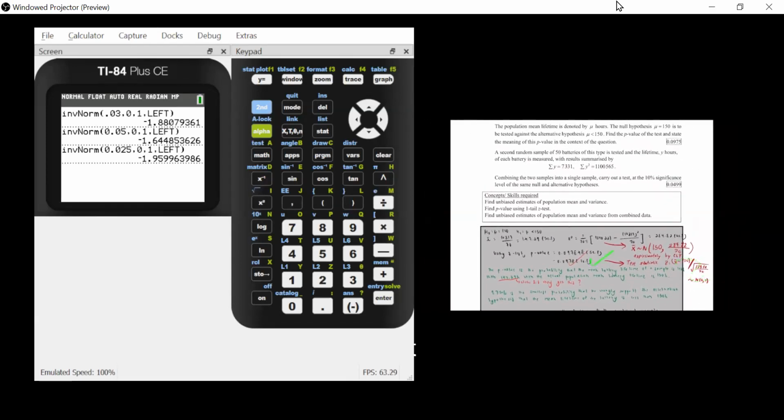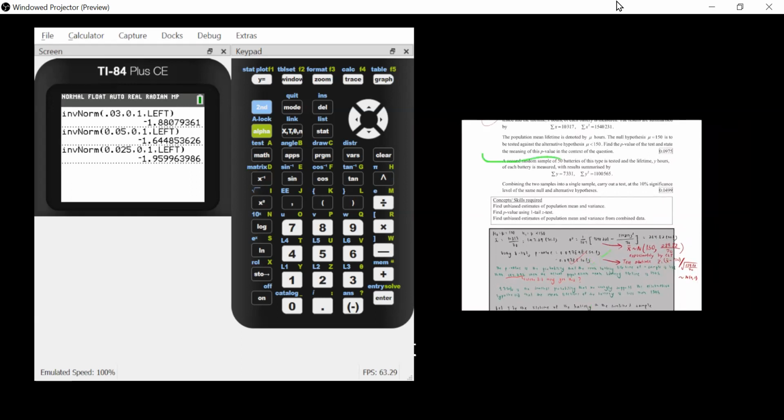That's fine. Then next, second half, second random sample. Still need to find the p-value and state the meaning of this p-value. Okay, so let's see. Where did they get? Let's read the correction you did.